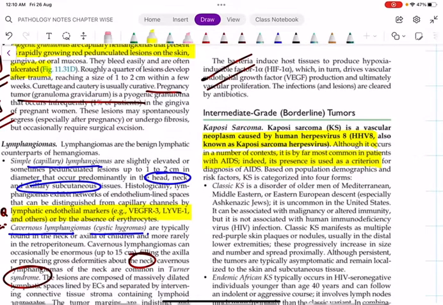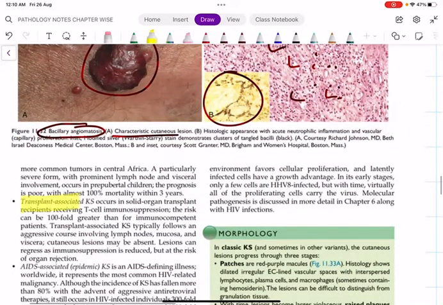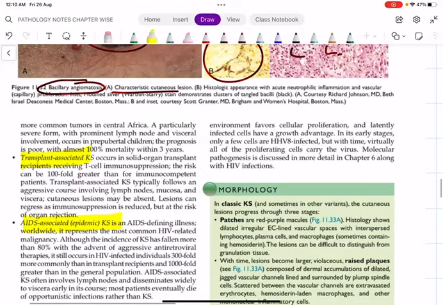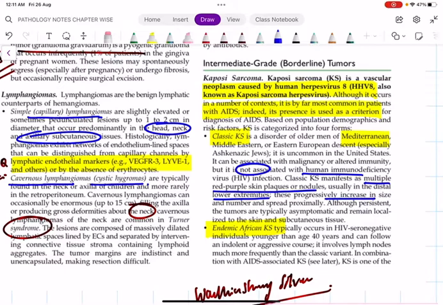We have 4 different varieties of Kaposi sarcoma. Number 1 is the classic variety. Number 2 is the endemic variety. Then we have the transplant variety, and finally the AIDS associated or epidemic variety. Okay, fine. So the classic Kaposi sarcoma is more common in the Mediterranean region. Remember, classic is not associated with HIV infection, very, very important. It occurs as multiple red purple skin plaques or nodules, mainly in the distal extremities. This will progressively increase in size. Very, very important, and they will mostly remain asymptomatic.